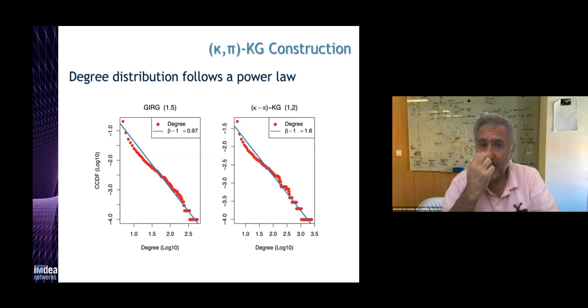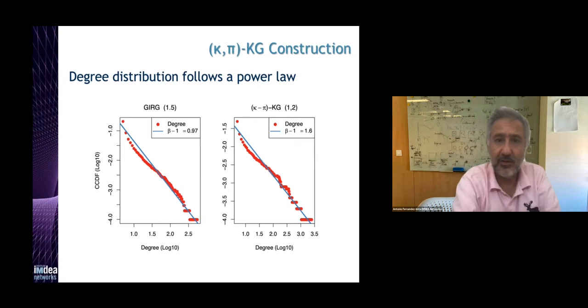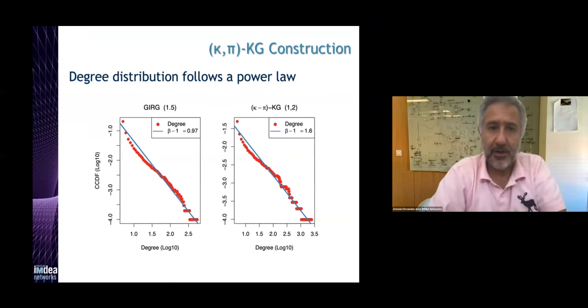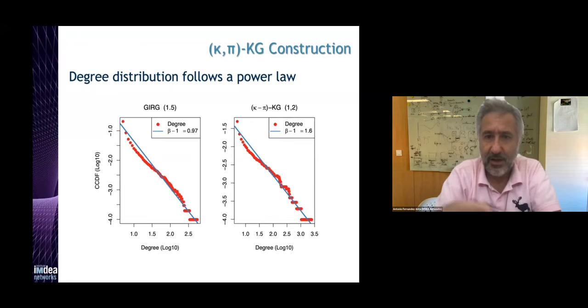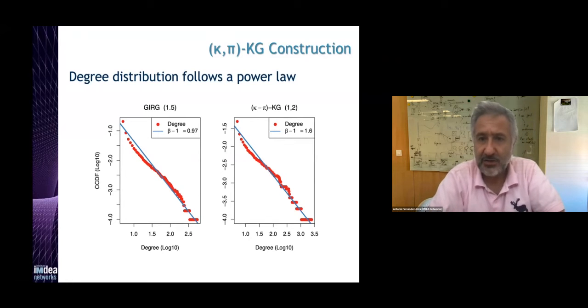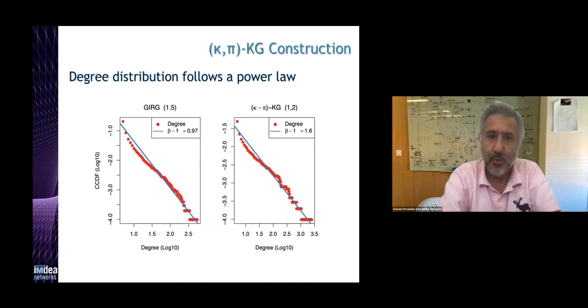So this shows and compares the degree distribution of a network built with GERC and with the kappa pi technique. As you see, both of them have a degree distribution that follows a power law. The exponent in the case of kappa pi is a little bit higher, but it's essentially the same. So the average degree is a little bit higher. But it builds a network with a power law distribution of degrees, which is something that is usually assumed is required in order to have a small world network.